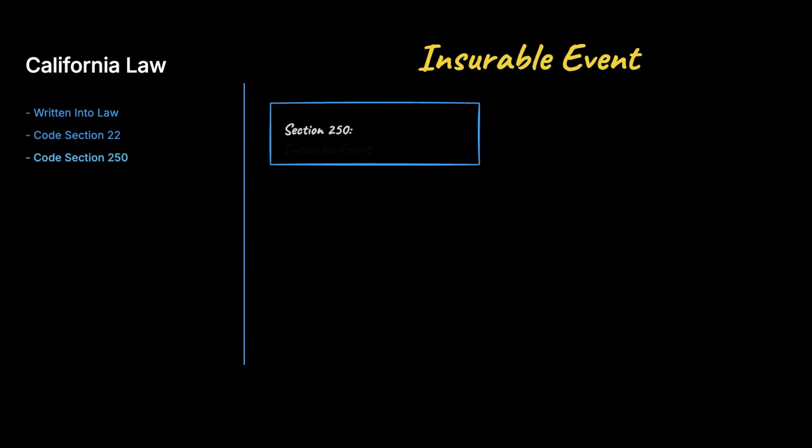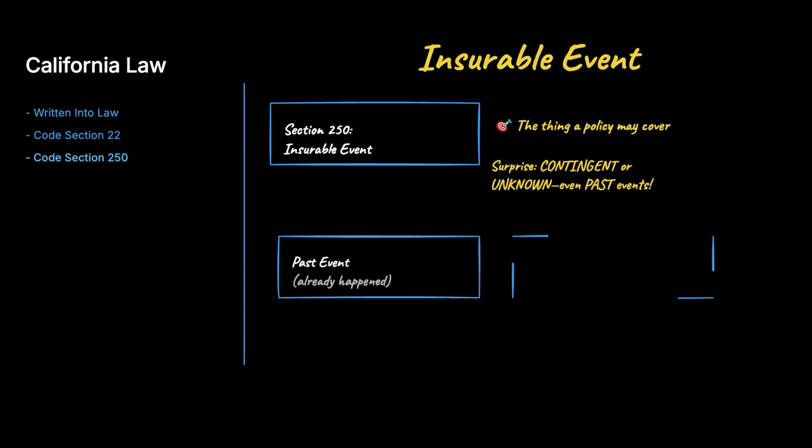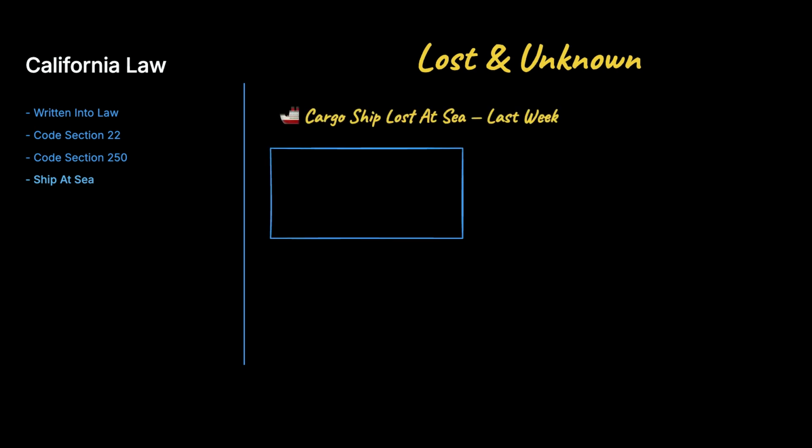Right beside it sits Section 250, defining the insurable event, the thing a policy may cover. Here comes the surprise most people miss. That event may be contingent or unknown, whether past or future. Yes, past. What matters is not the timing, but whether the event was still unknown to both parties when they made the deal. Make that concrete because it feels strange at first.